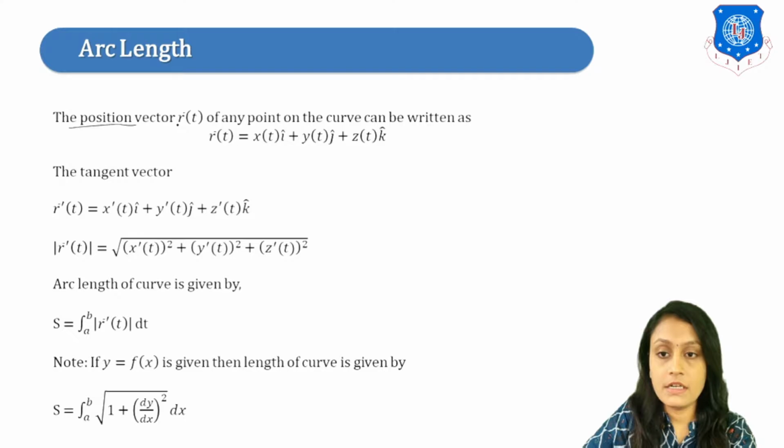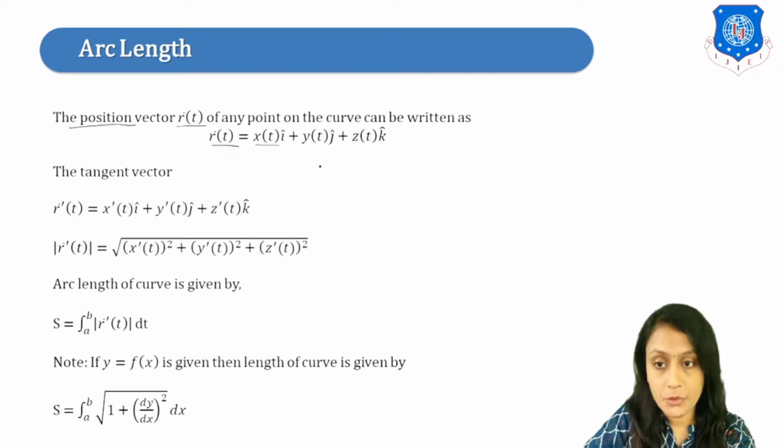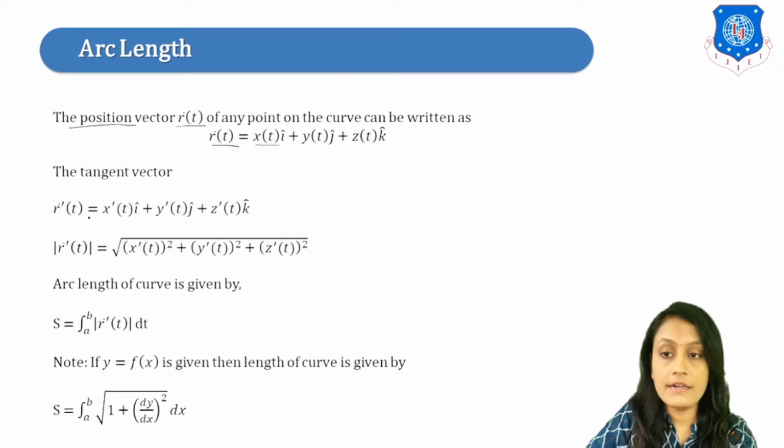The position vector r bar of t of any point on the curve can be written as r bar of t is equal to x(t)i plus y(t)j plus z(t)k. So this vector r we will write as xi plus yj plus zk. Now the tangent vector r dash of t is x dash i plus y dash j plus z dash k. Now we have to find its magnitude. So its magnitude will be under root x dash t whole square plus y dash t whole square plus z dash t whole square, right?